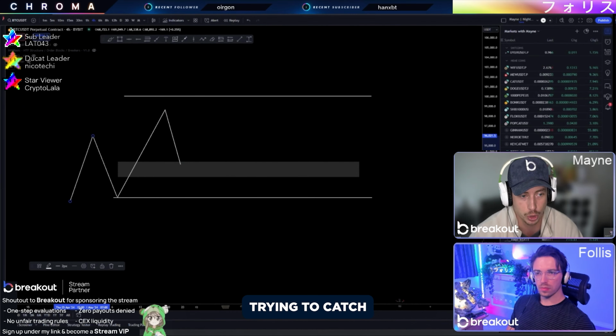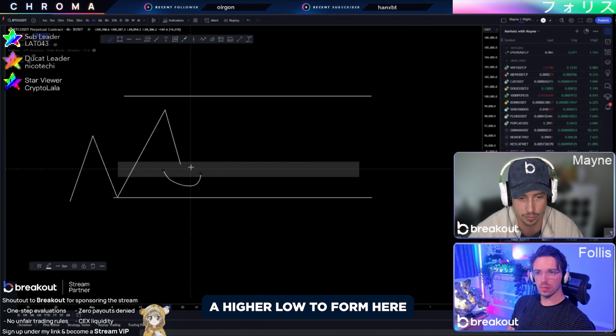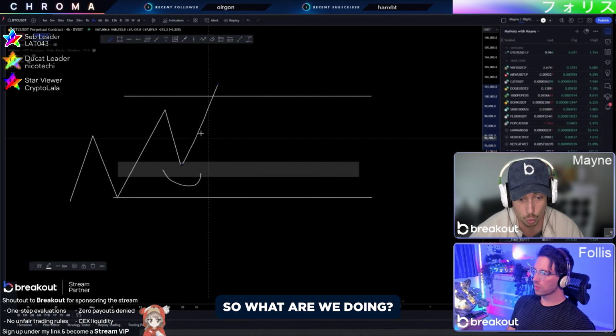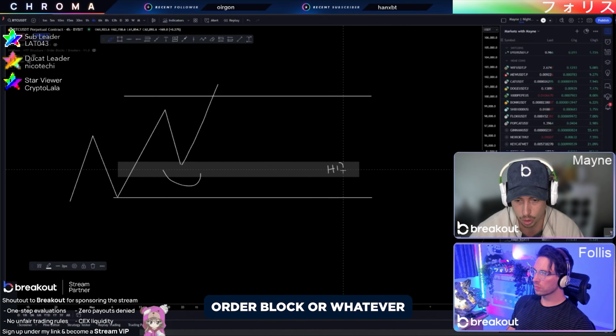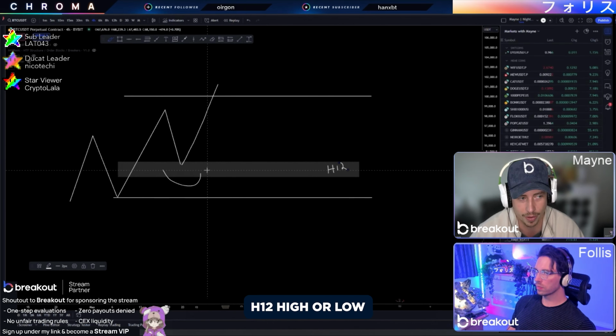Okay, and what we're trying to catch is a higher low. We're looking for a higher low to form here and then to see continuation of the trend, right? So what are we doing on this? Is the H12 here. So this would be your H12 order block or whatever you want to call it. Okay. We're looking for an H12 higher low.